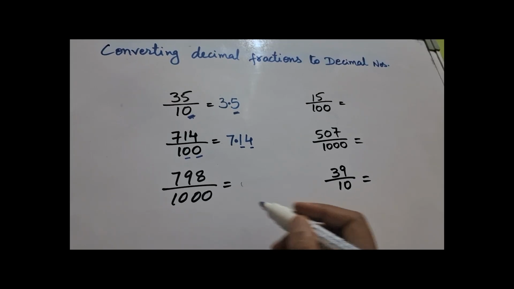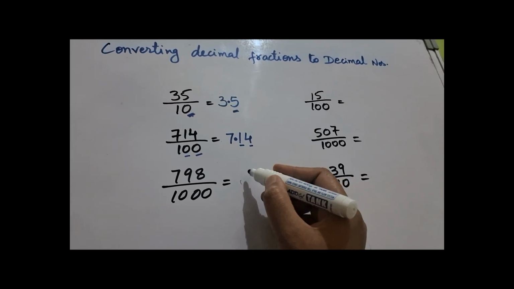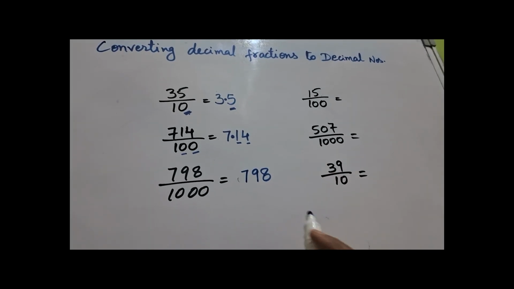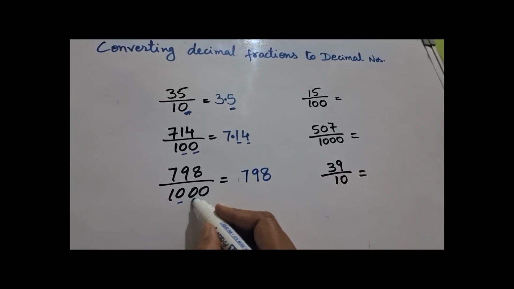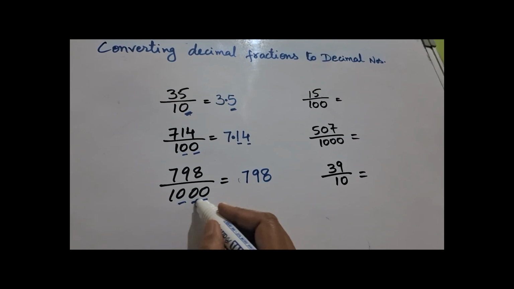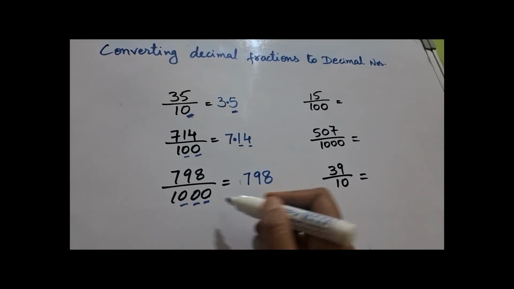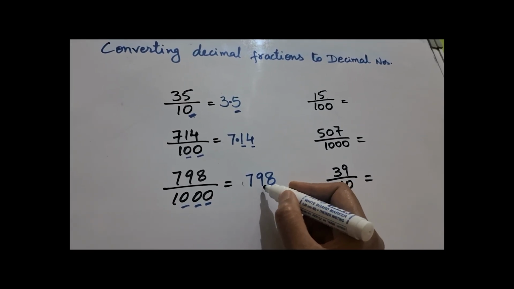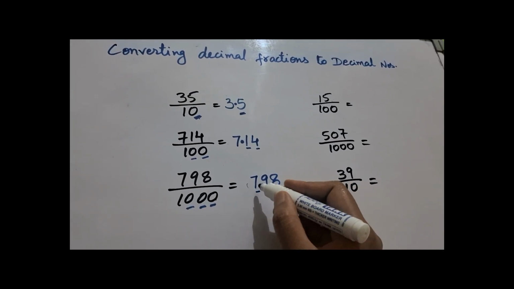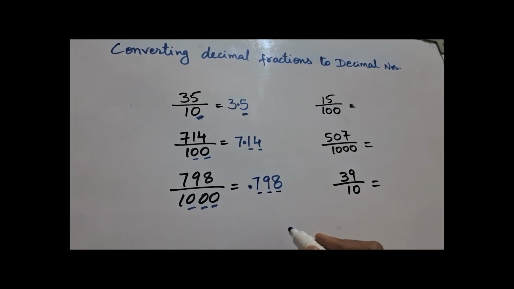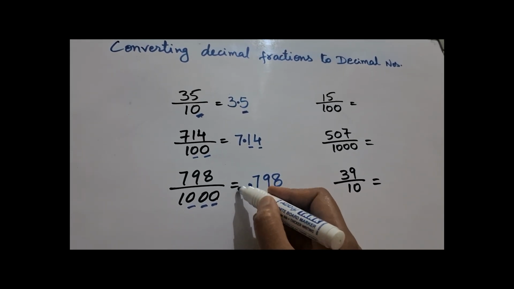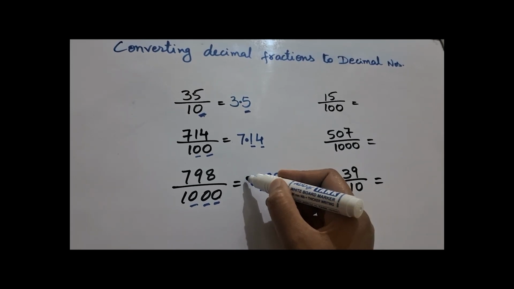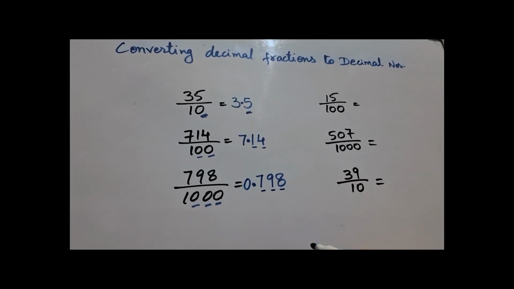Okay, children. Now this one. 7, 9, 8. As it is I am writing. And here how many zeros are there in the denominator place? 1, 2, 3. 3 zeros are there in the denominator. So leave 3 digits. 1, 2, 3. Leave 3 digits and here the decimal point will come. And before this decimal point, in the whole number place, no number is there. Simply put 0. Okay, children. Next.